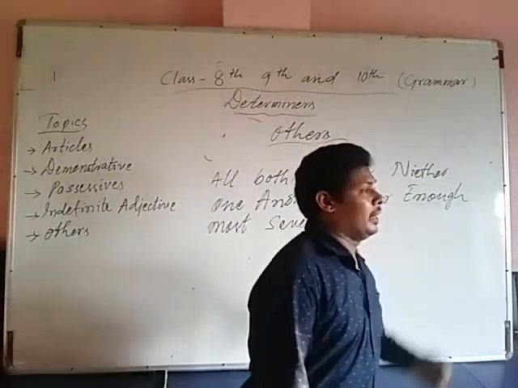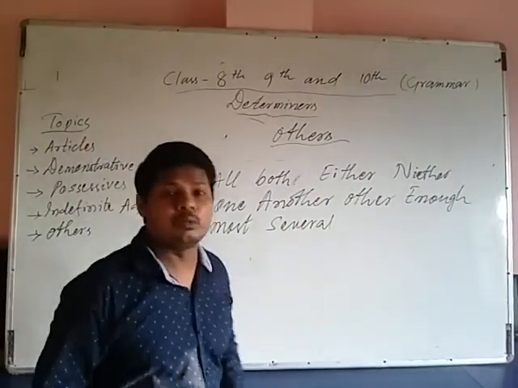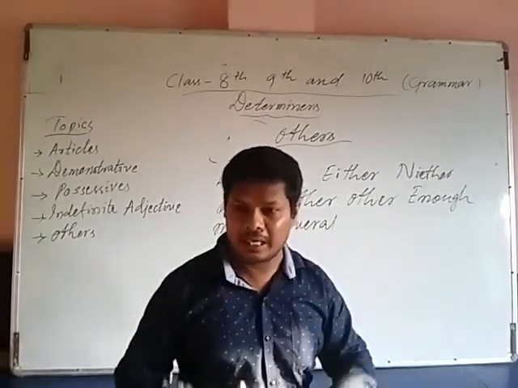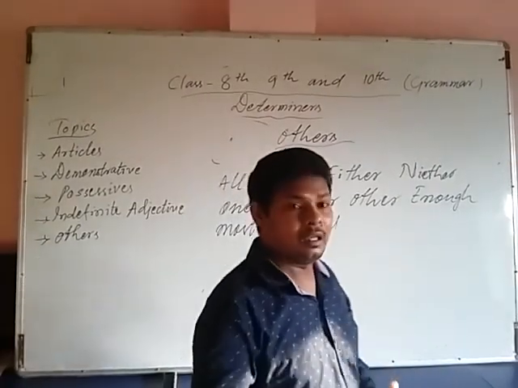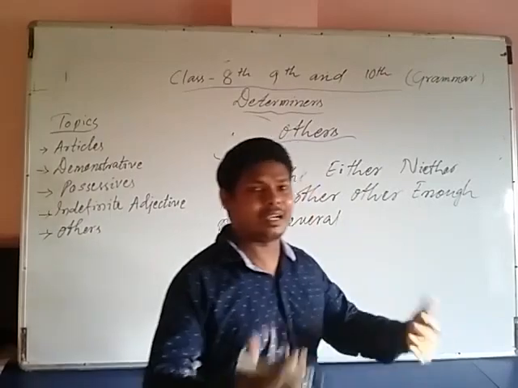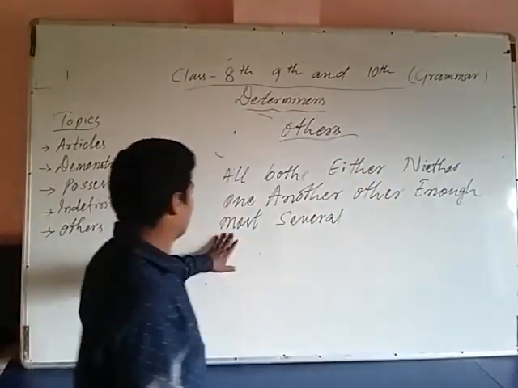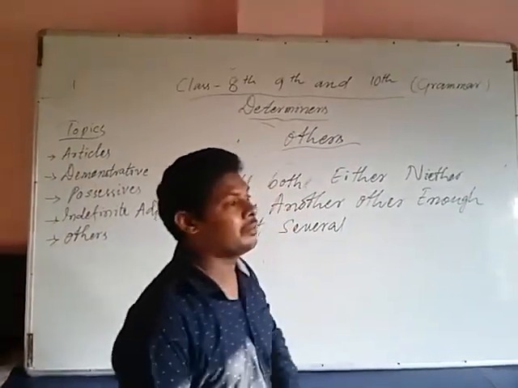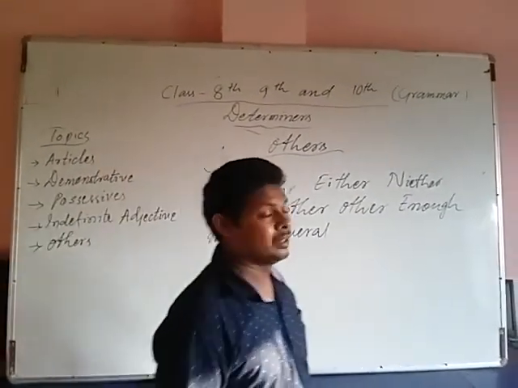And see, enough is used with an uncountable noun. We would say that I have enough rice. Enough rice just means it's enough, more than enough. That means I have more than whatever I require. So we can say I have enough rice. Most is also the same, and several is also used in the same sense as a determiner in sentences.